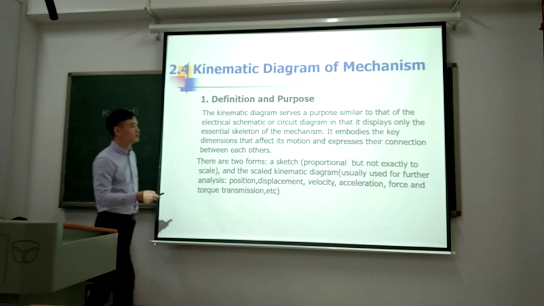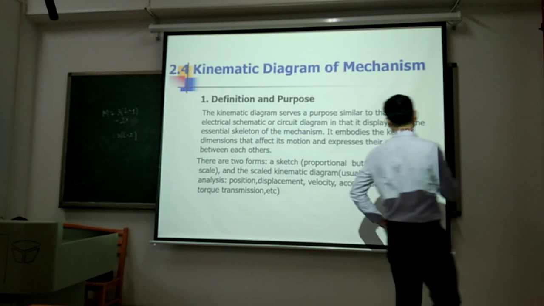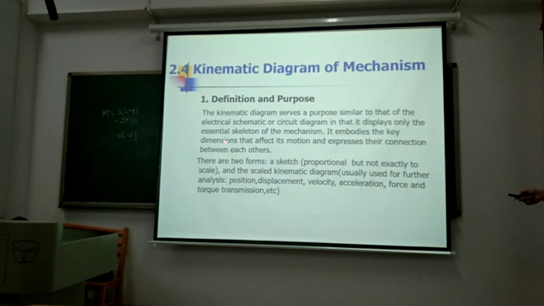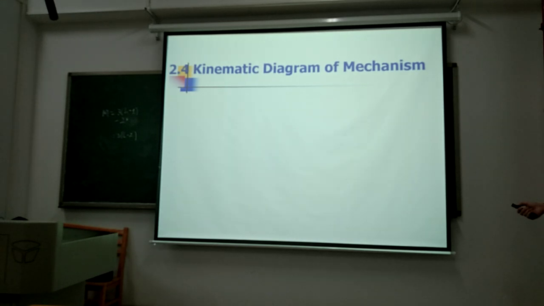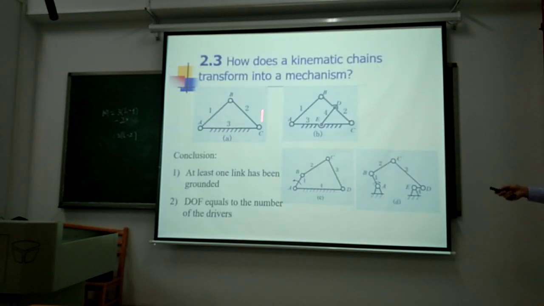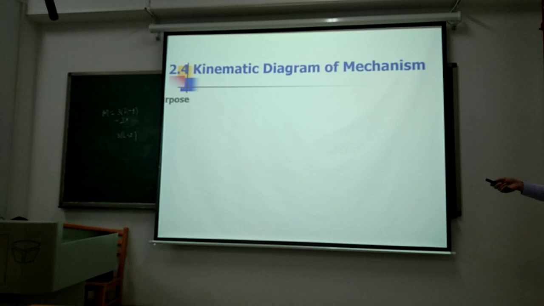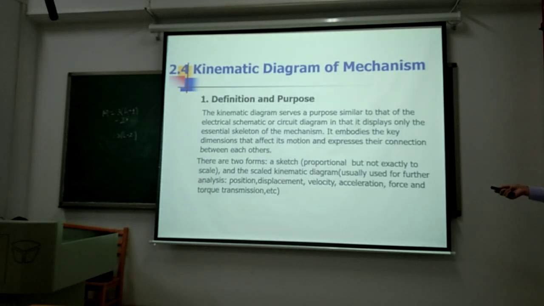Okay, and the second sentence, it embodies the key dimensions that affect the motion and expresses their connection to each other. All of these are this kind of diagram. So in the diagram, it can express the motion of that connection.